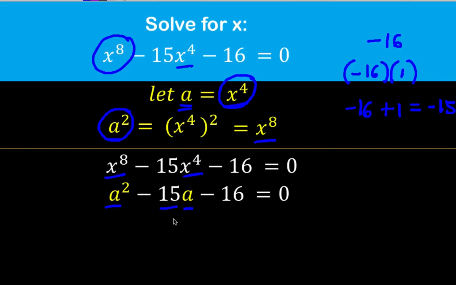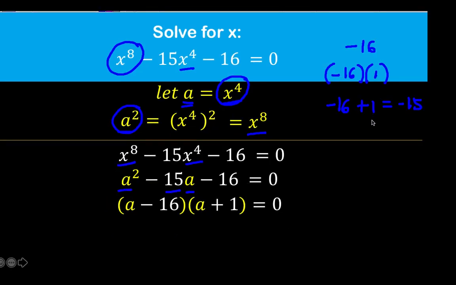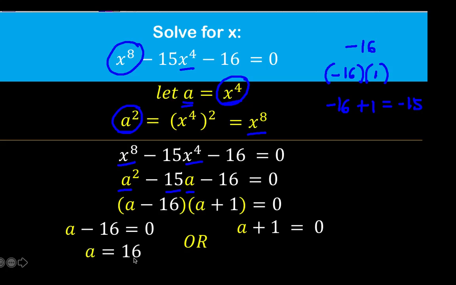We can now write the left side as the quantity a minus 16 times the quantity a plus 1 equals 0. And so solving now for a, when the product of two factors is equal to 0, it implies that one of them must be 0. So we can have a minus 16 equals 0, or the second factor a plus 1 equals 0. Solving for a, on the left side a is equal to positive 16, and on the right side a is equal to negative 1.